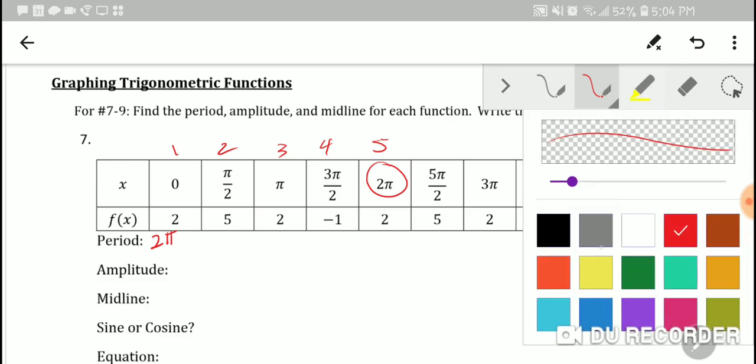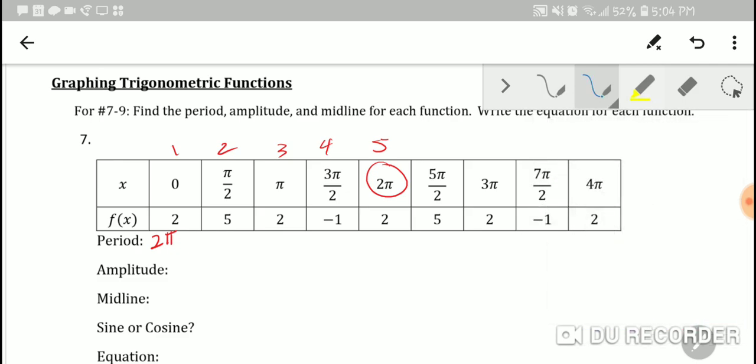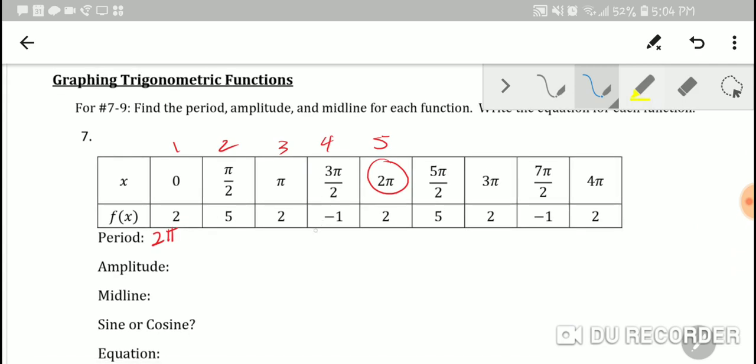To figure out the amplitude, we need to look at the maximum and minimum values. So your smallest value is -1. That is a minimum value. Your largest value is 5. That is a maximum value. That means your midline is at 2.